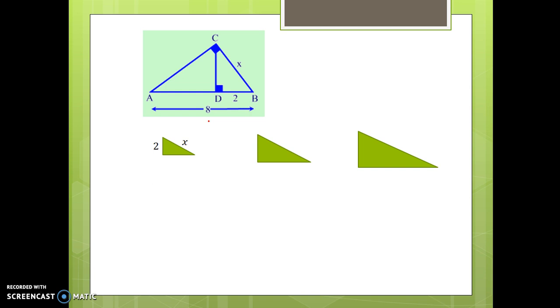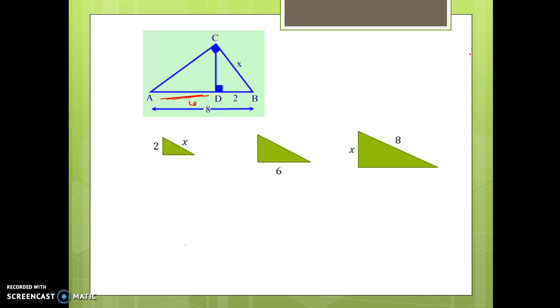The medium triangle, which is ACD, I don't know the short leg, I don't know the hypotenuse, all I kind of know is this piece right here from A to D, which would be 6 if the whole thing was 8 and that piece was 2. So I'm going to put my long leg is 6. On the big triangle, I have the x and the 8. The 8 is definitely the hypotenuse and the x is the short leg.